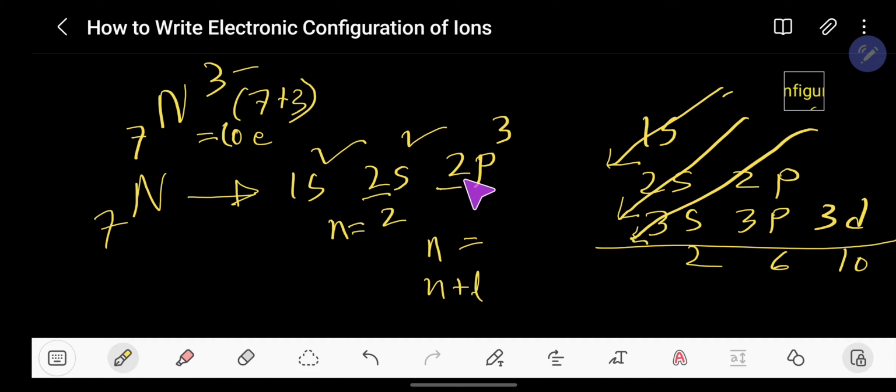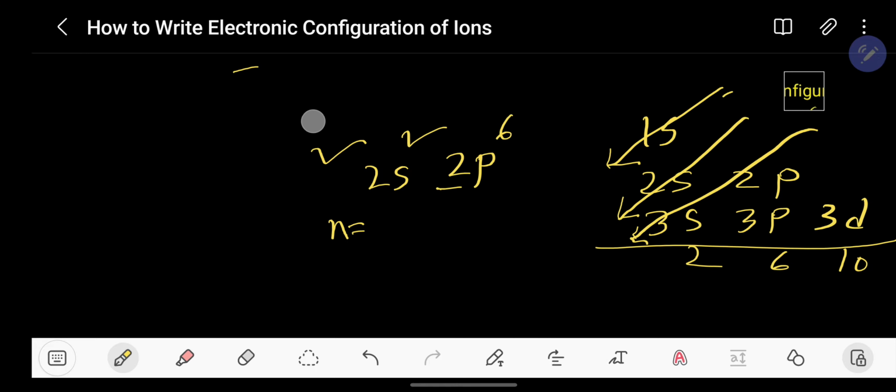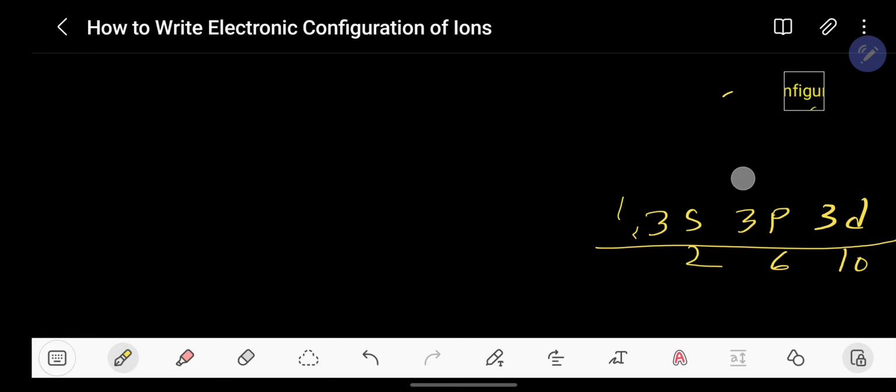For here 2, and for here also 2. Since we are getting 2 similar values, now we will look for the value of n plus l. The value of n plus l for 2s is 2 plus 0, which is 2, and for 2p, 2 plus 1 is 3. And look, so electrons will enter here, and s can handle maximum 2 and p can handle maximum 6, right? So you can add 3 more here to write the electron configuration of nitride ion. I think you have understood the electron configuration of nitride and how to write that.